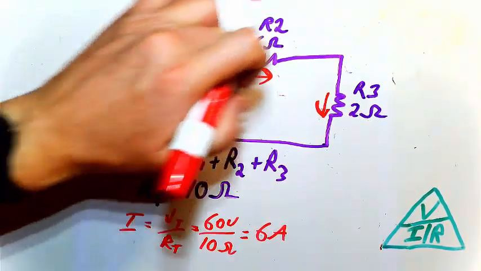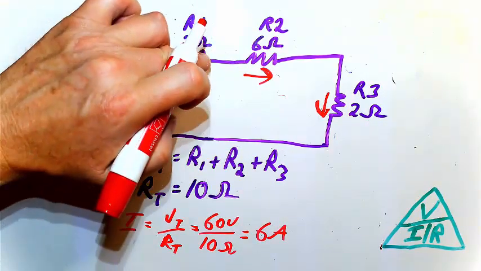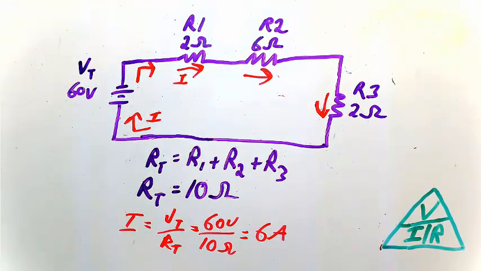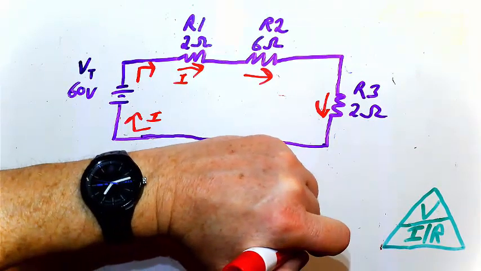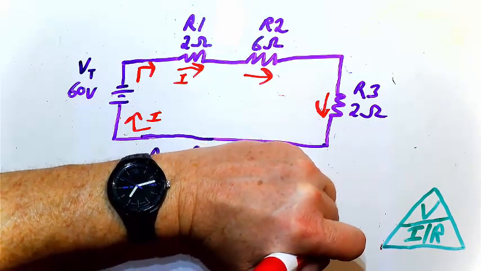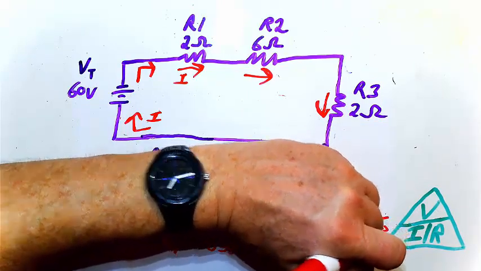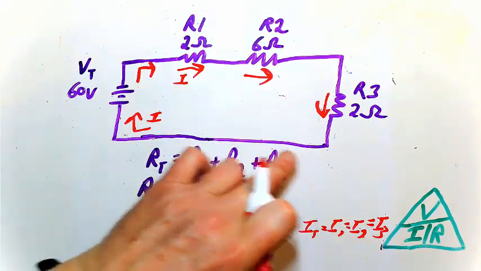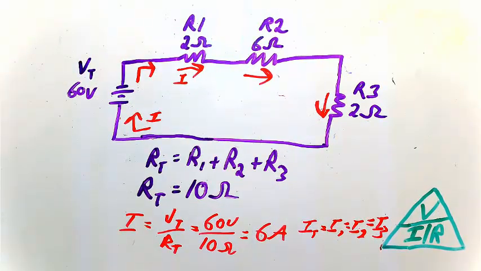So the 6 amps comes out of the power supply, goes through R1, then through R2, R3, and back to the power supply. 6 amps all the way. So we could say that I total equals I1 equals I2 equals I3. Right? So it's just one current. We call it I. But the point is, when you see this here, it just means that the current is the same all throughout. Same current going through this 2 ohm resistor as there is going through that 6 ohm resistor.